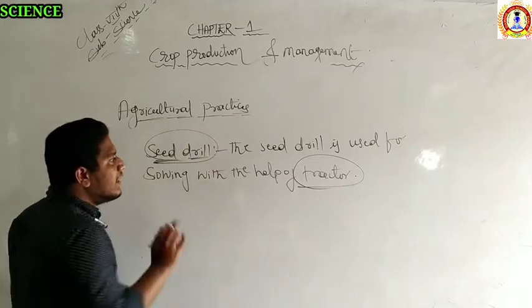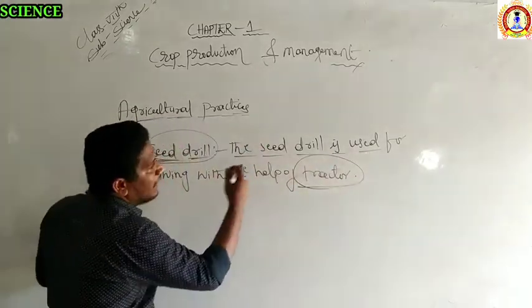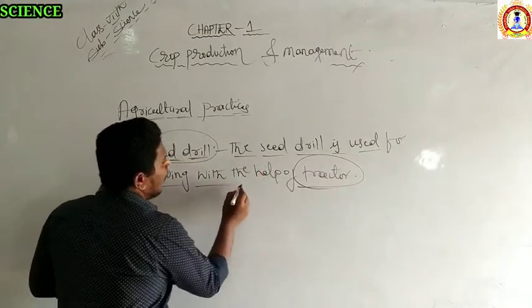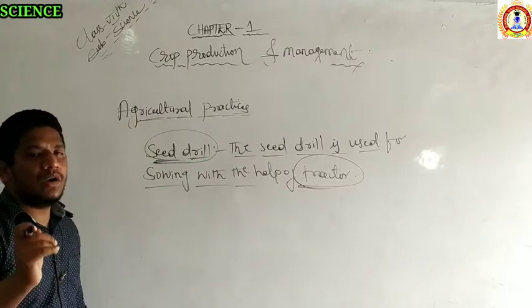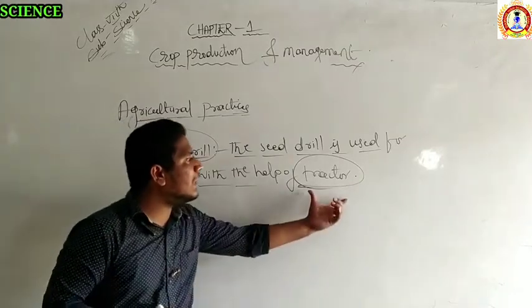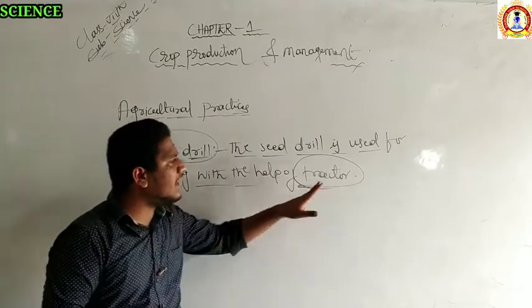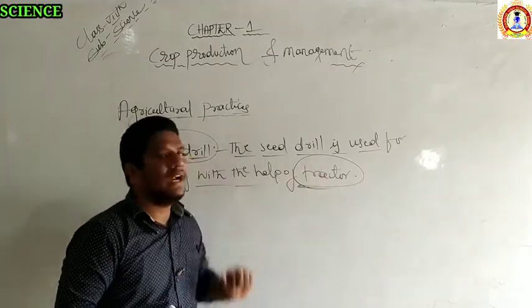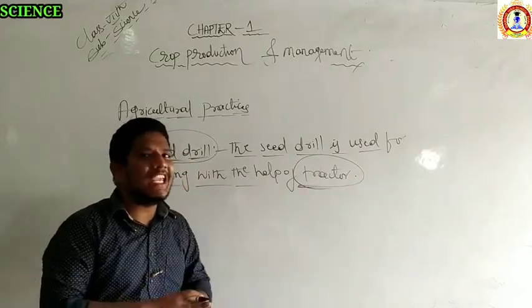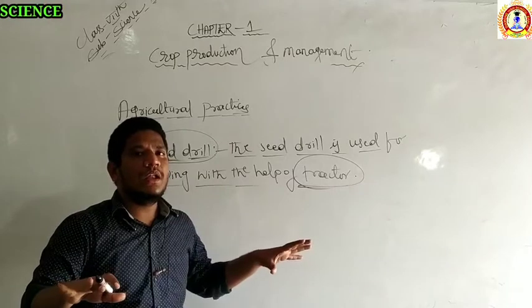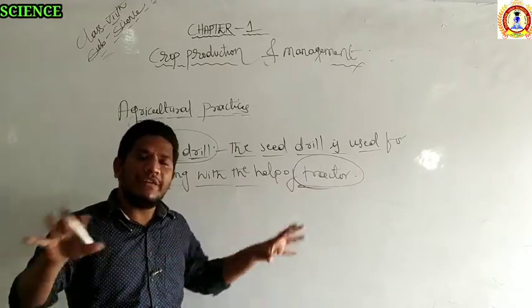What is the seed drill? The seeds are drilled, and it is used for sowing with the help of the tractor. Nowadays the farmers are using tractors for sowing the seeds. What is the need of using a tractor? That is the traditional machine. The tractor will ensure whether all the seeds are distributed equally in the field or not.